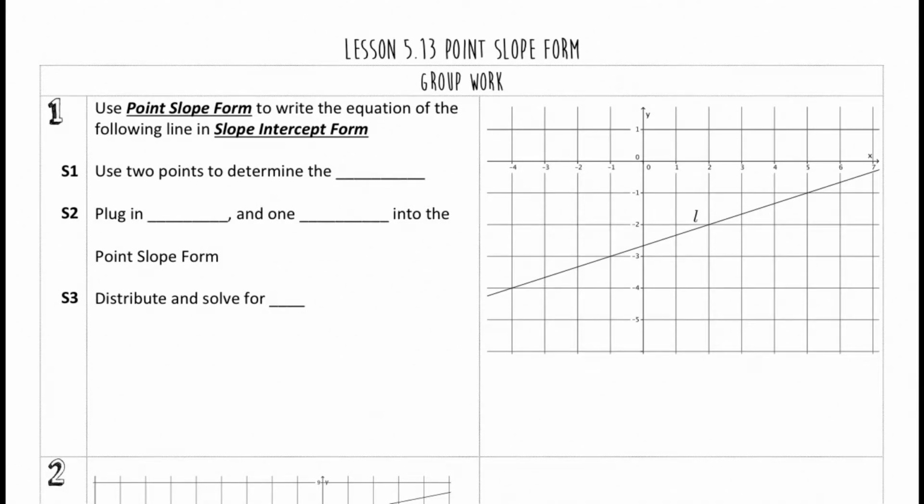Okay, so for our next example, we're just going to go through the steps one more time. So I have the steps for you here. The first thing you want to do is use 2 points to figure out the slope. You can also do this just by counting on the graph. So take a moment right now, pause the video, and figure out the slope from the graph.